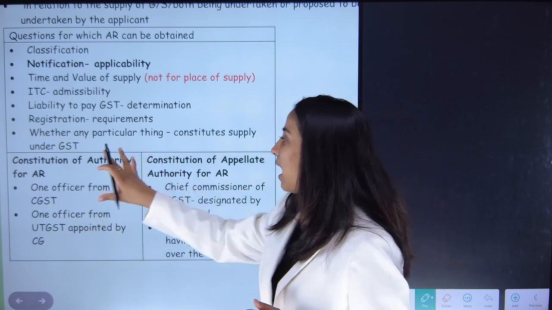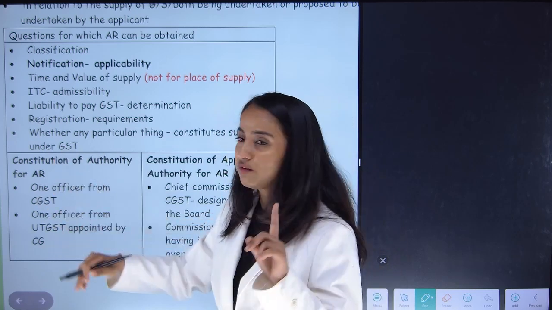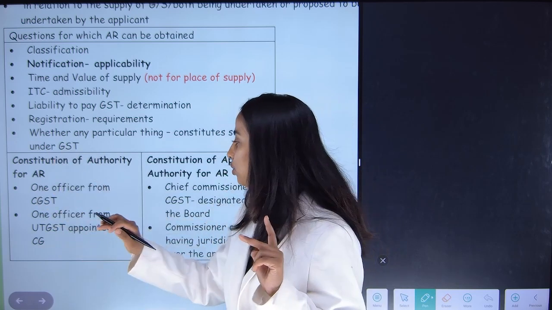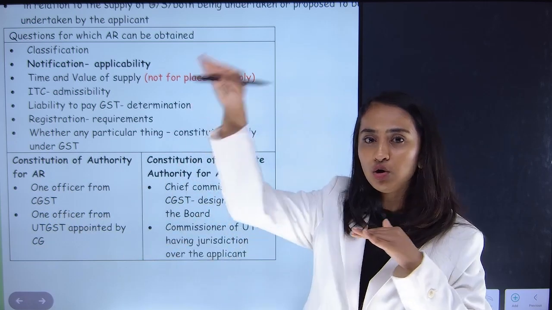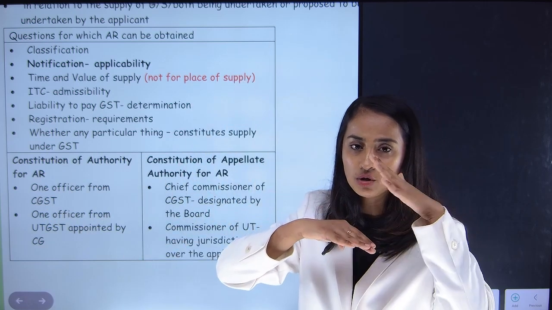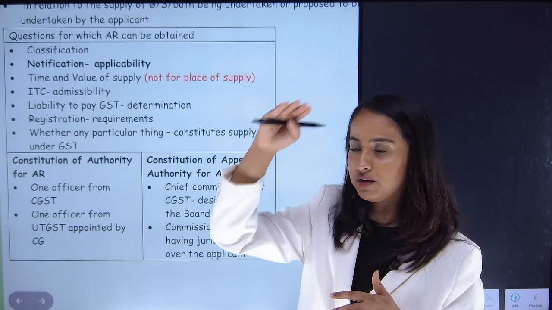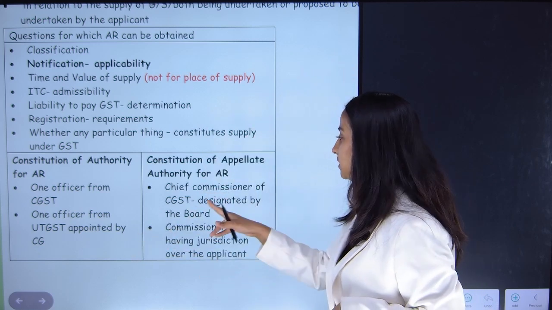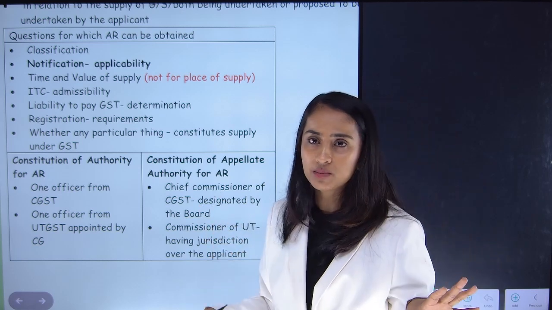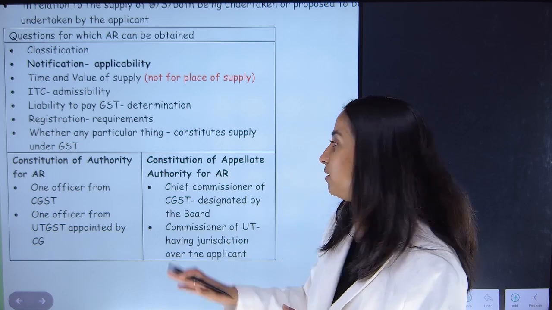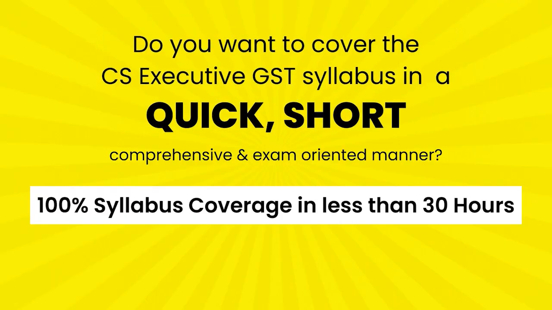Next, who will be the constitution for authority for advance ruling? Appellate authority. Authority, just the authority for advance ruling, will have one officer from CGST and one officer from UTGST or SGST appointed by the government. Fine, clear. Appellate authority is one notch higher. If you don't get any answers from the authority for advance ruling, you can go above to the appellate authority and seek one more clarification from them. Chief Commissioner of CGST designated by the board and Chief Commissioner and Commissioner. So there will be a Chief Commissioner and a Commissioner. Both these people will be sitting as an advance ruling authority. Are we clear? Fine.